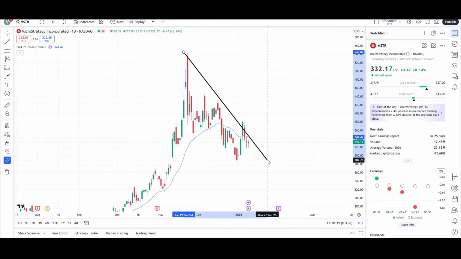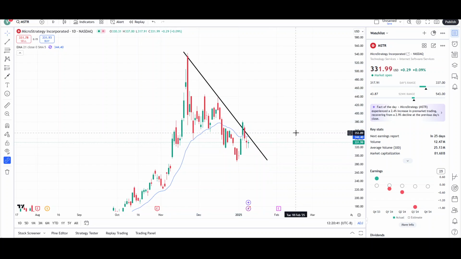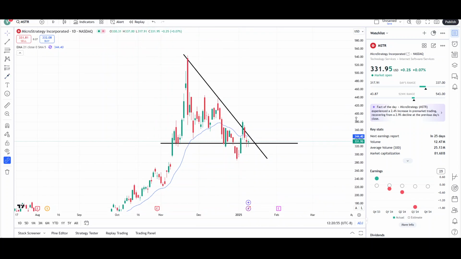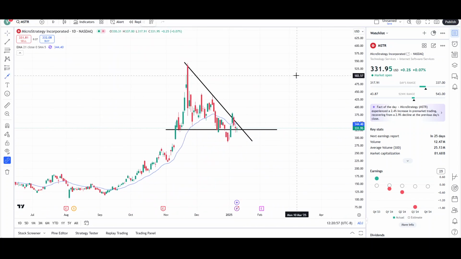I'm going to keep it as bearish because it looks like it fits better. Also, there is this bullish level right here that's still holding for the bulls. You see that there's a support level at this 327, 328 level, lower 330 level, and we're still holding on to that level. So basically what I'm trying to say is that there is a bearish downtrend in play, but with a slight bullish imbalance in the short term.